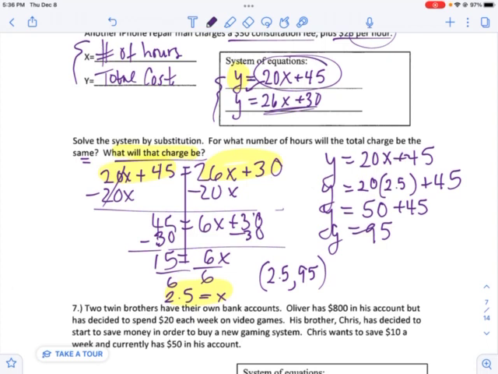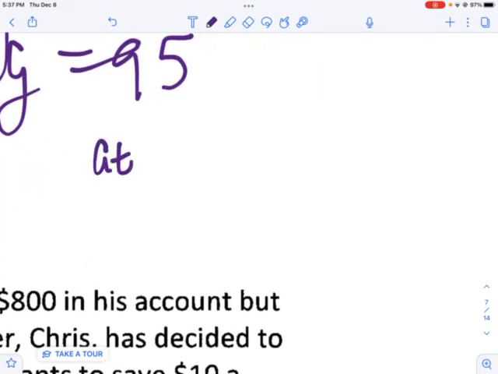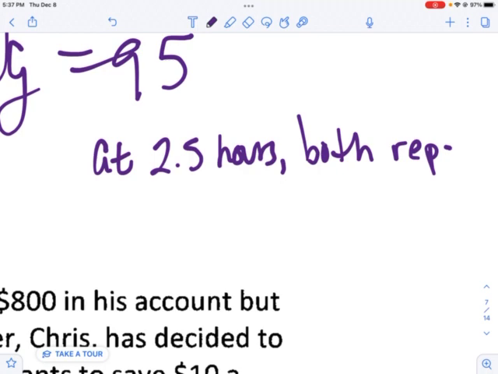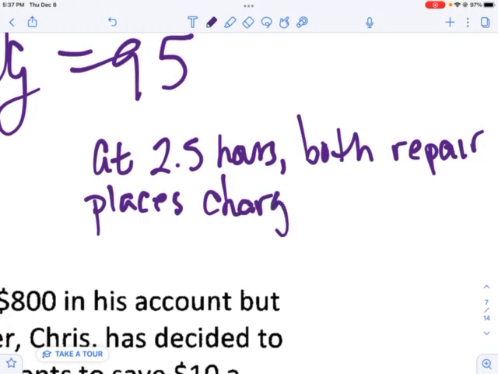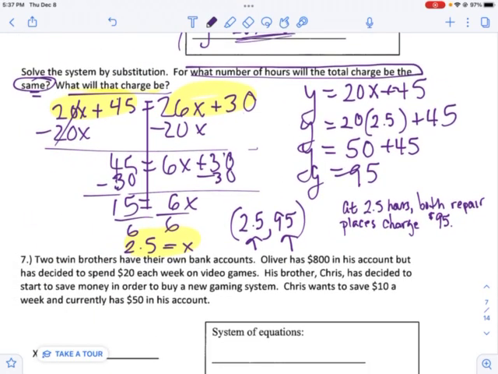So at 2.5 hours, both repair places charge $95. So think, if you know it's going to take 2.5 hours to repair your phone, does it matter which repair place you use or which iPhone repairman you use? It doesn't. We can go ahead and look at the graph, and we can keep scrolling out until we see a solution. There it is, 2.5 comma 95.